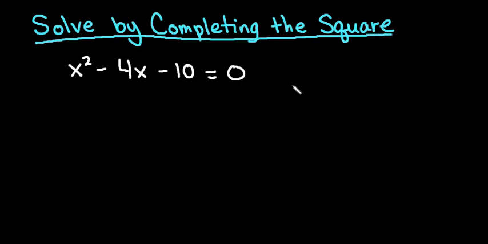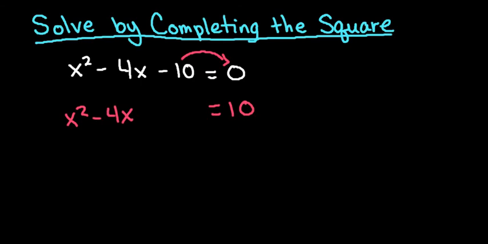In order to complete the square, you must get your x terms on the left-hand side and your constant term on the right-hand side. So my first step is to move the negative 10 to the opposite side by doing the opposite. So I'm going to change that to positive 10. And on the left-hand side, I'm going to have x squared minus 4x.